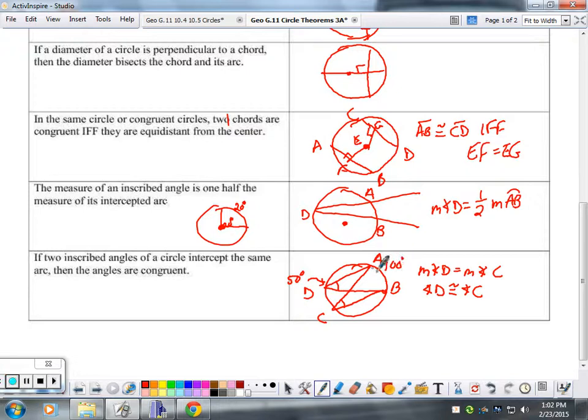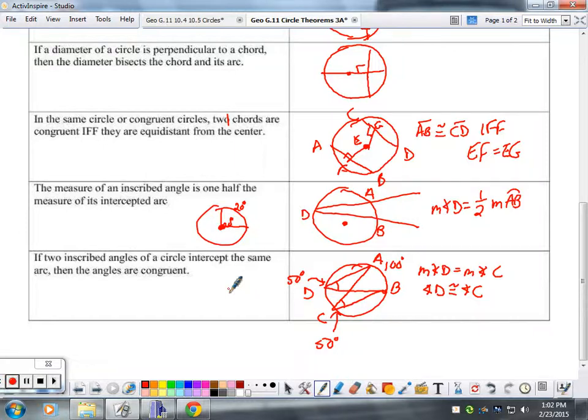Well, based on this intercepted arc, I could go back to another inscribed angle that's also going to be 50. It's going to be half of it. So you can get there pretty easily if you can't memorize the theorem. Okay? This is the transfer theorem of consequences.